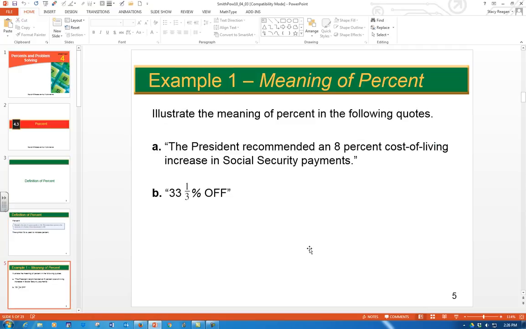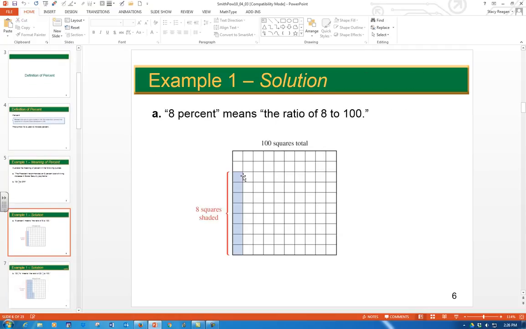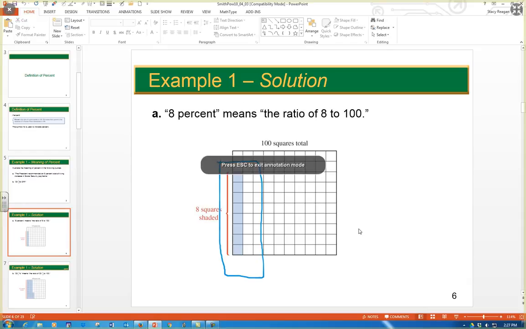So they're going to show you in your book on page 185 some illustrations of the meaning of percent. It says the president recommended an 8% cost of living increase in Social Security payments. So if you look at the illustration, this box has 100 squares in it. So 8% would be 8 out of the 100 squares that we have. Percent is always out of 100.